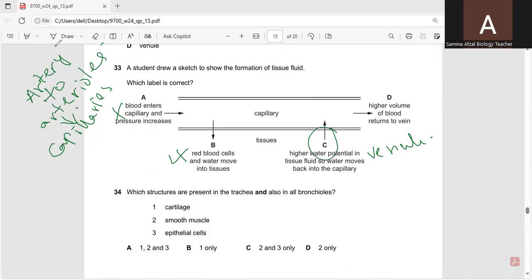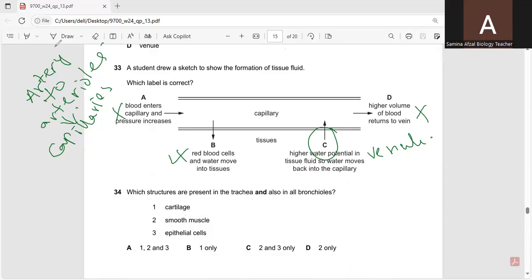So C is the correct option. Now D, higher volume of water returns to vein. So for the D option, not all tissue fluid returns. Some of it remains in the tissues. So D is not the correct option. Only C is the correct option.